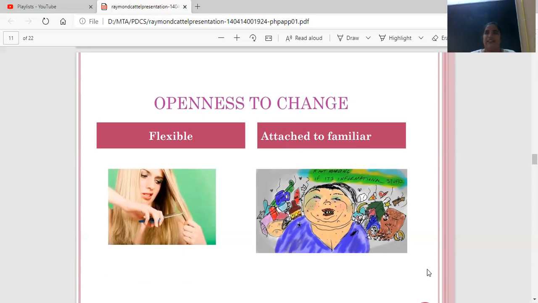This is my favorite thing. So you are attached to things, and when you are attached to things, you will not adjust to change. On the other hand, if you are adaptable, flexible, and wholeheartedly embrace the change, then you will have less difficulty and you will move on easily.